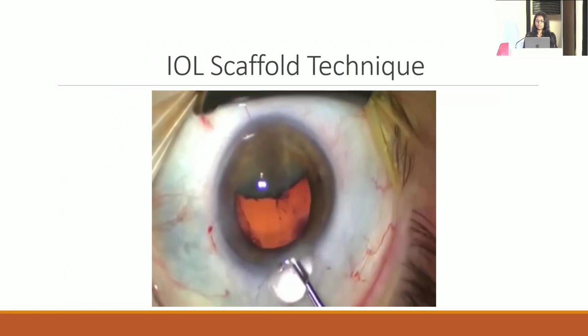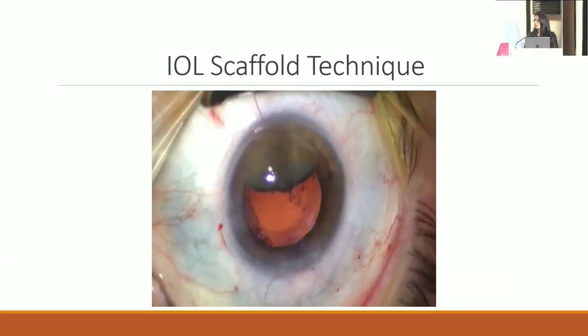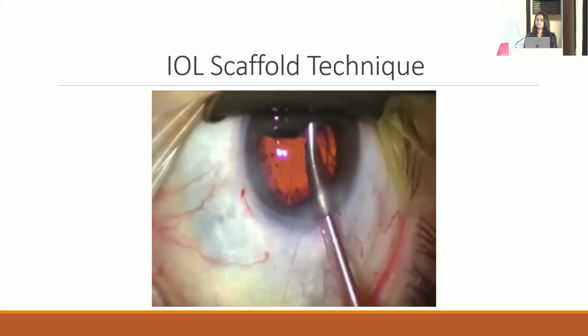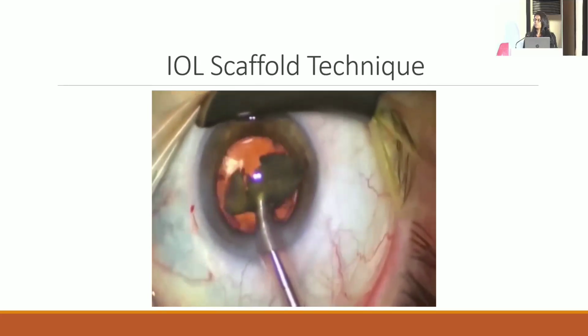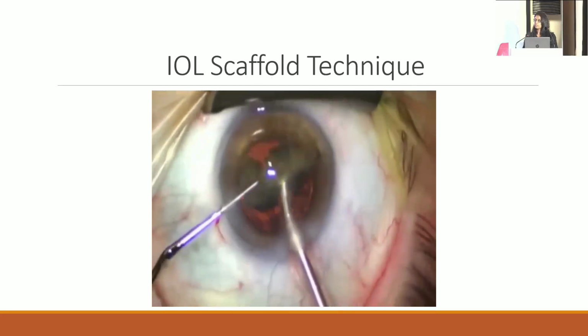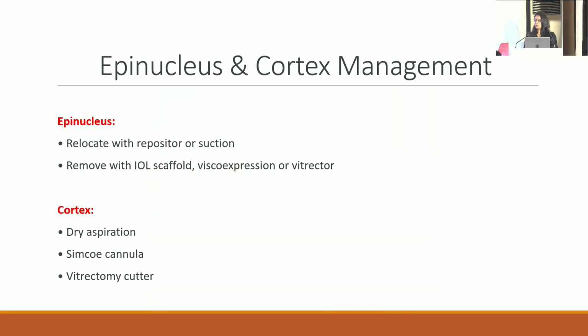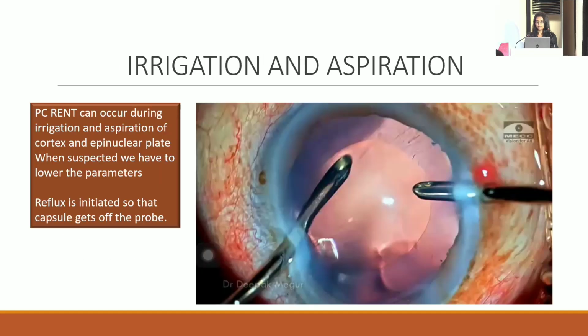The automated technique is described by Dr. Amar Agarwal. It is the IOL scaffold technique. In this, first the nuclear material is taken into the supracapsular area, then we place the IOL below the nuclear material, and the other steps of phacoemulsification are performed above that, the IOL acting as a secondary posterior capsule. Epinucleus and cortex are managed in a similar manner.